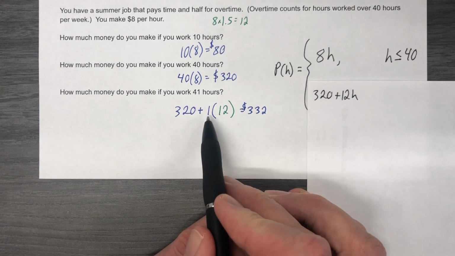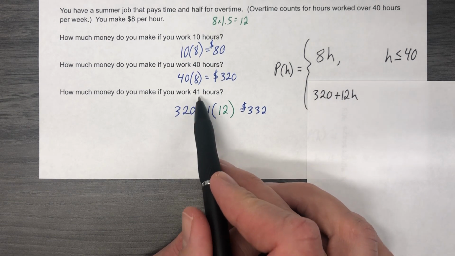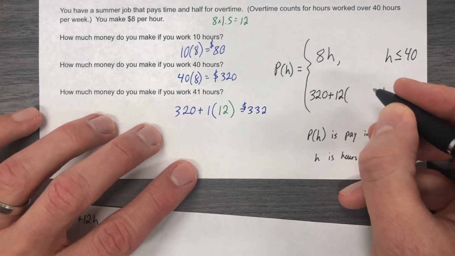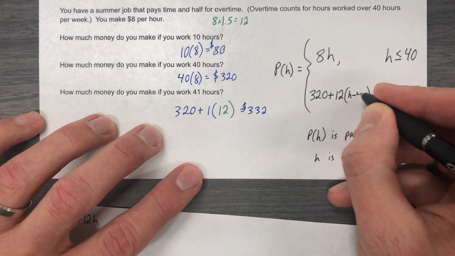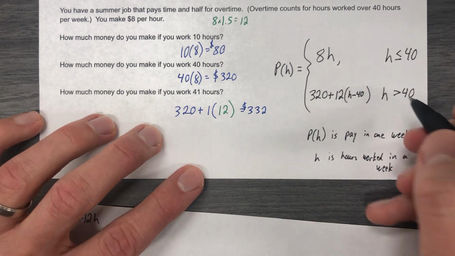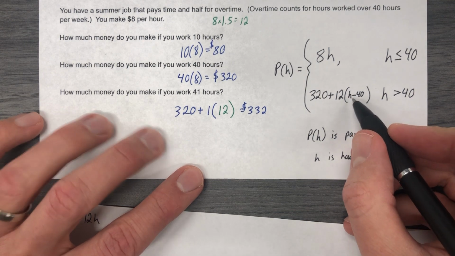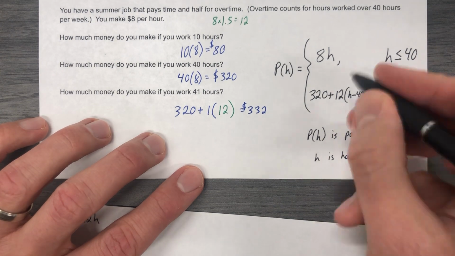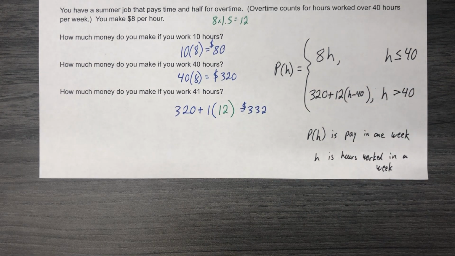So this 1 right here, where you're like, man, why did he even write the 1? That's 1 hour beyond 40. So here's what I'm going to put. I'm not going to put H. I'm going to put h minus 40. Because if I'm in this category, then h is going to be bigger than 40 anyway, right? So if I worked 41 hours, that'd be 41 minus 40, so 1. So we just wrote a function, very practical stuff. This shows some of the practical aspects of piecewise functions.